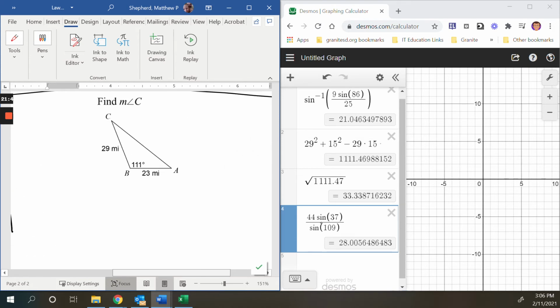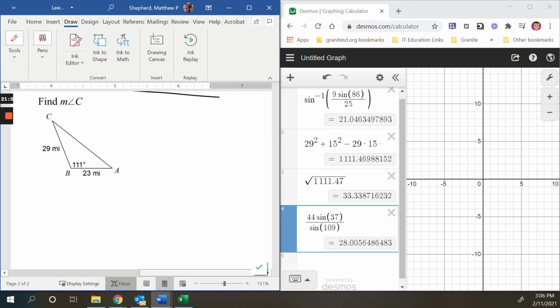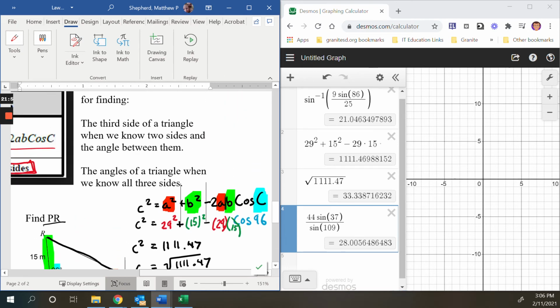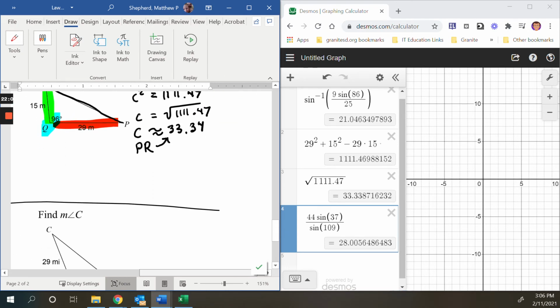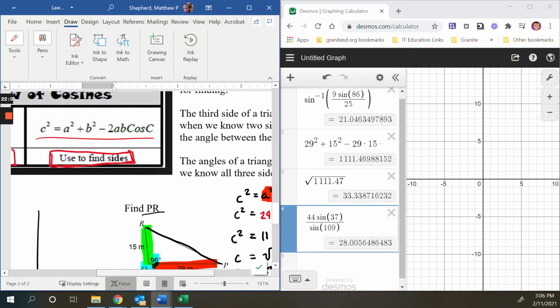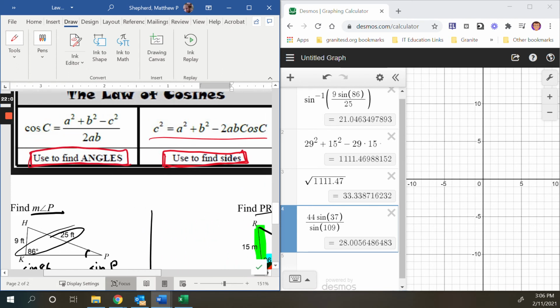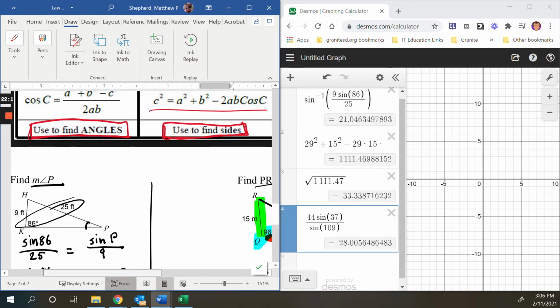All right, once again, I don't have opposites of angles and sides to combine, so this is a law of cosines situation. So I'm going to come back up. Well, actually, let's look at what they want us to find. They want us to find an angle. So notice the equation to find the angle: cosine of C is equal to A squared plus B squared minus C squared over 2AB.